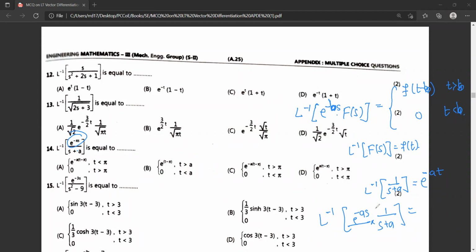म्हणजे आता कन्फ्युजन दूर होईल. सो इथे e रेस टू मायनस pi s काय असेल तुमचा, मग इथे त्याच्या जागी तो टाकून द्यायचा. सो f of t minus pi, t is greater than pi, and it is 0 when t is less than pi. So put this value here. t च्या जागी t minus pi put करा. काय मिळणार तुम्हाला? e raised to minus a into t minus pi. Okay? And मग बाकीच्या गोष्टी.